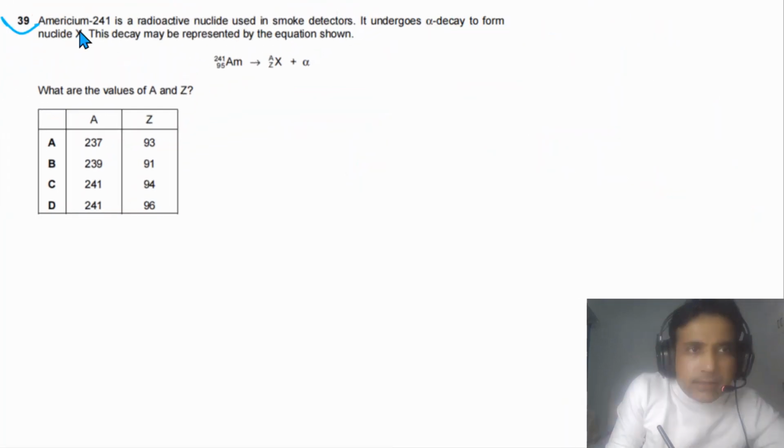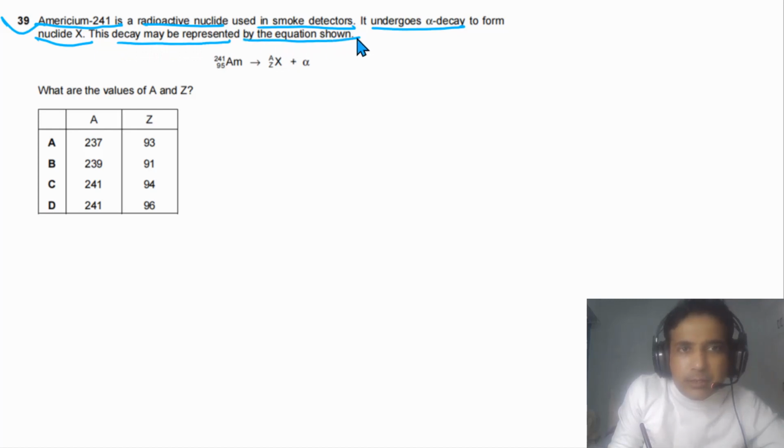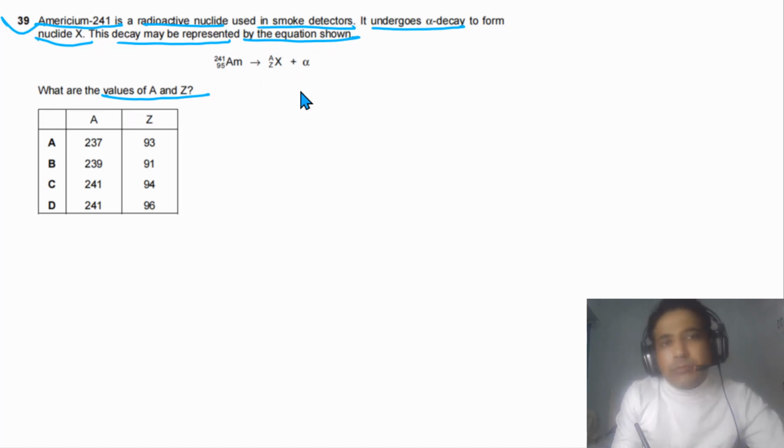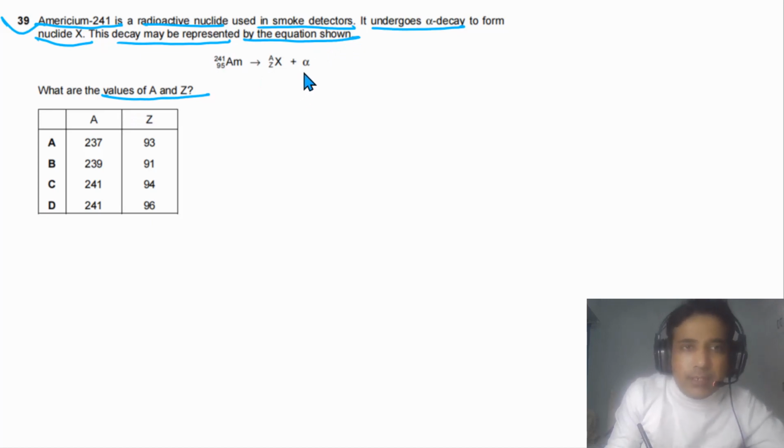Question 39 says americium-241 is a radioactive nuclide used in smoke detectors. It undergoes alpha decay to form nuclide X. This decay may be represented by the equation shown here. What are the values of A and C? So it is given to us that this is alpha decay. So it means the atomic number of alpha is 2 and the mass number of alpha is 4.